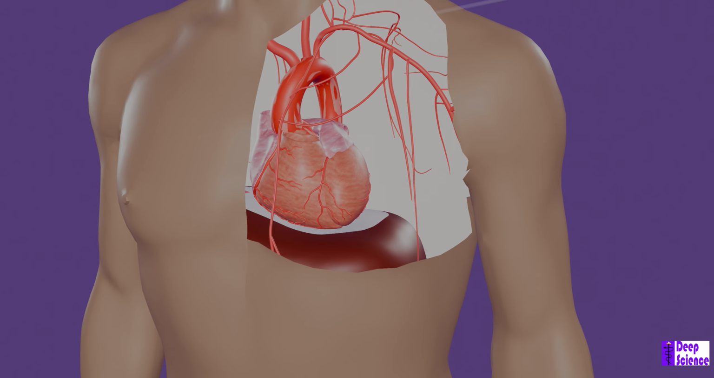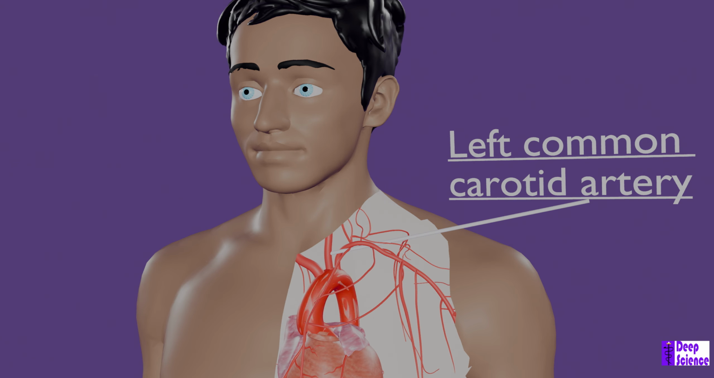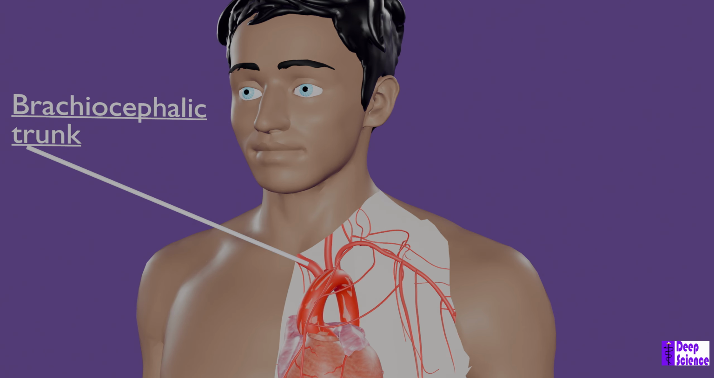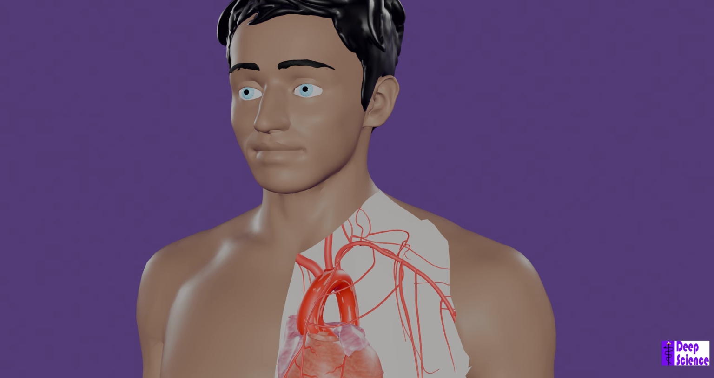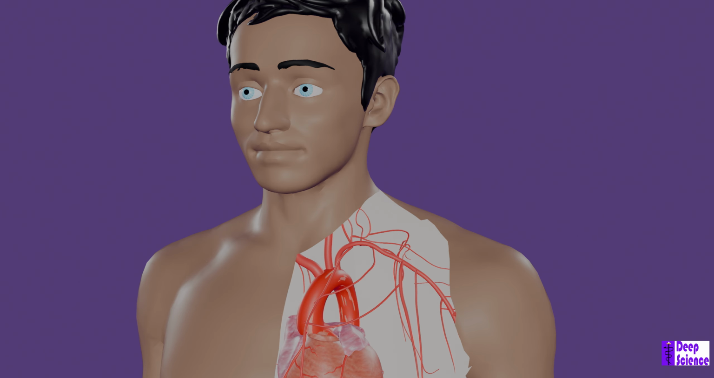The left head and neck are supplied by the left common carotid artery, which is also a branch of the aorta. Now all corresponding structures on the right are supplied by the brachiocephalic trunk. In summary, what we are saying is that the aorta, specifically the ascending aorta and the aortic arch, form a pipeline for blood flow to the head, neck, upper limbs and the anterior thoracic regions.